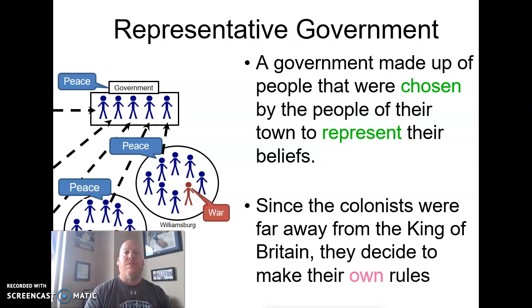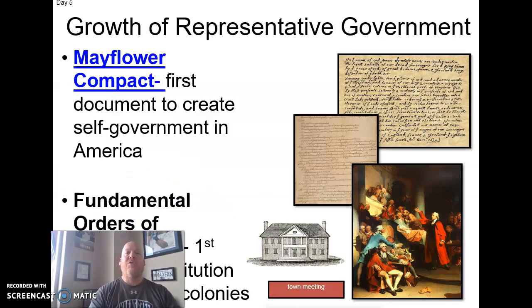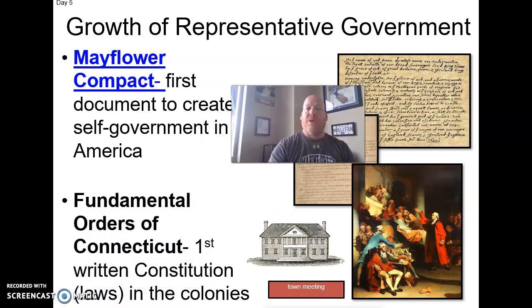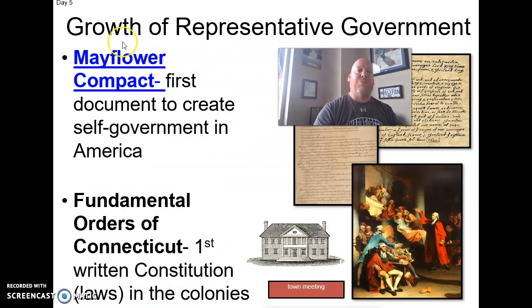All right, next slide. So, the growth of representative government. There were 3 documents, or not necessarily 3 documents, 2 documents, and then an organization that was formed that we're going to talk about really quickly here, okay? So the first one, and this is on your notes as well, and we've already talked about this, is the Mayflower Compact.